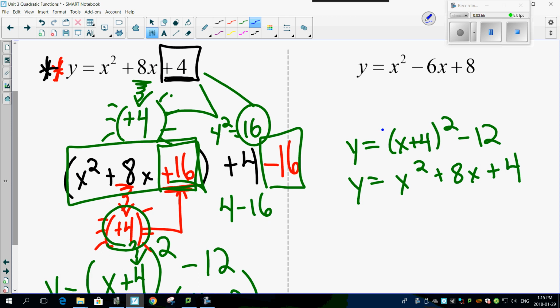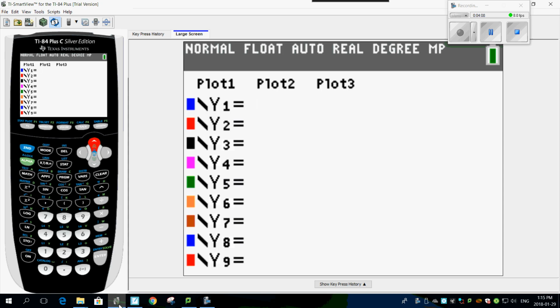Notice that the a value here is 1 and this a value here is 1. So that's okay. They're both opening up and they're opening up normally. But how can you prove this on a calculator? Or how can you prove this on a graph? Well, I just gave it away.